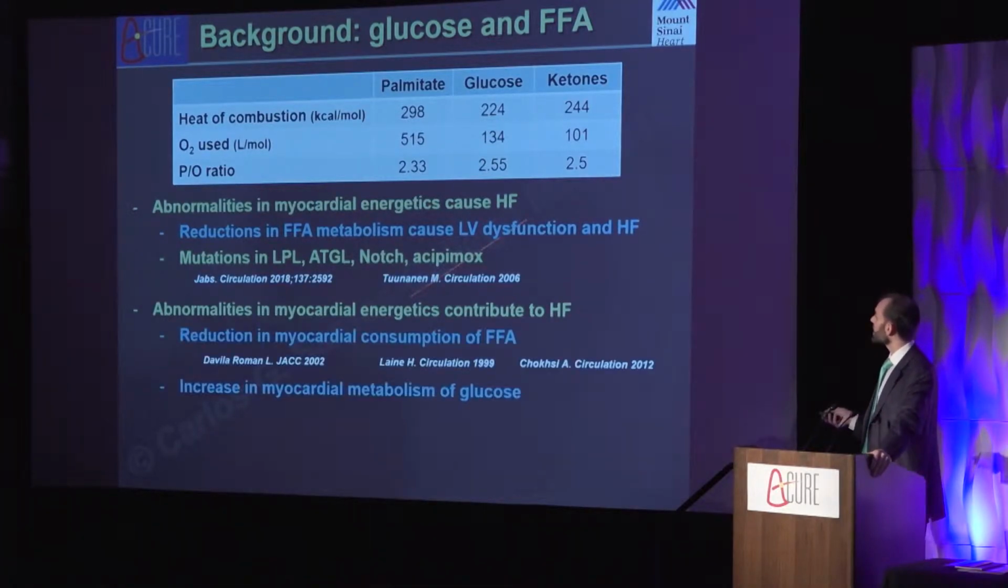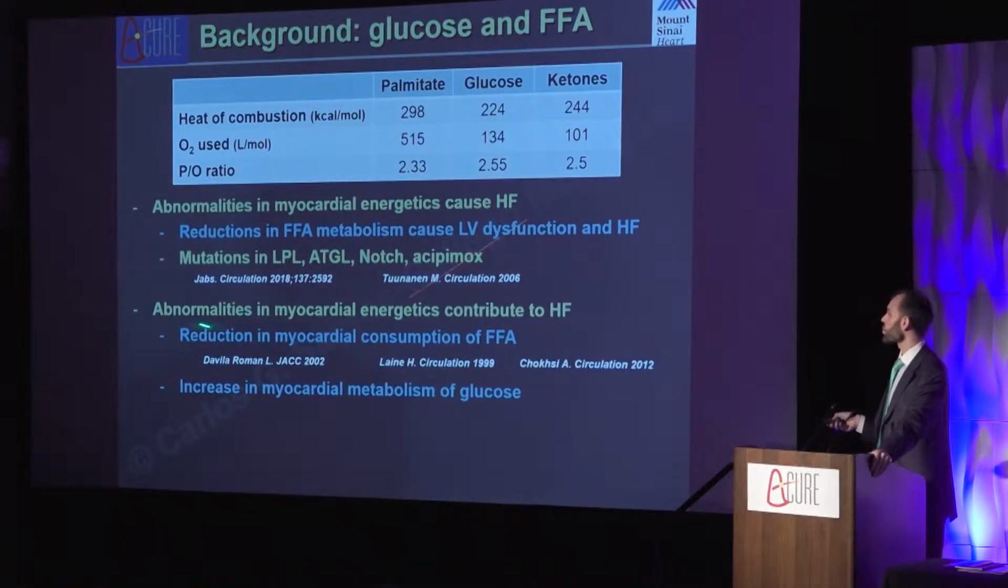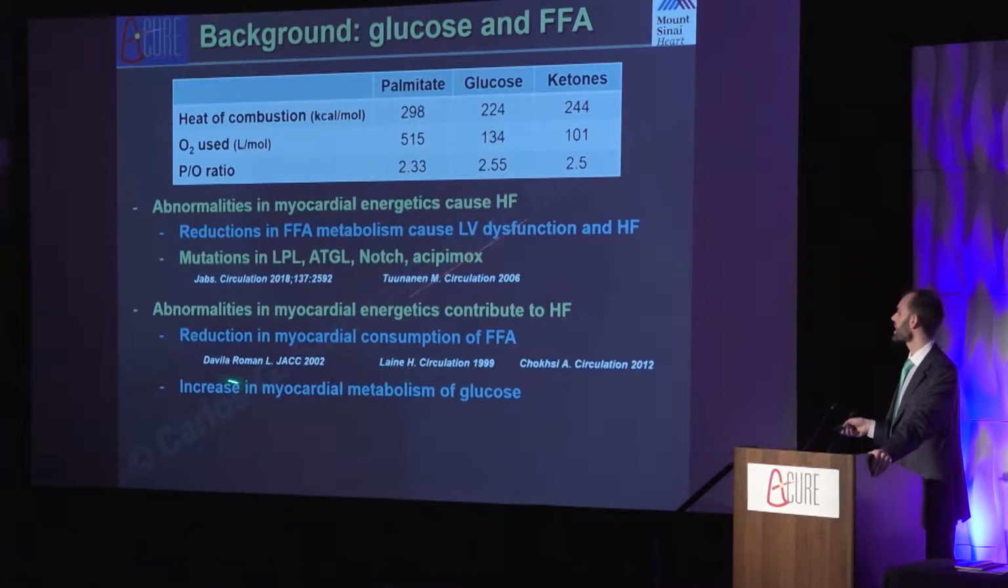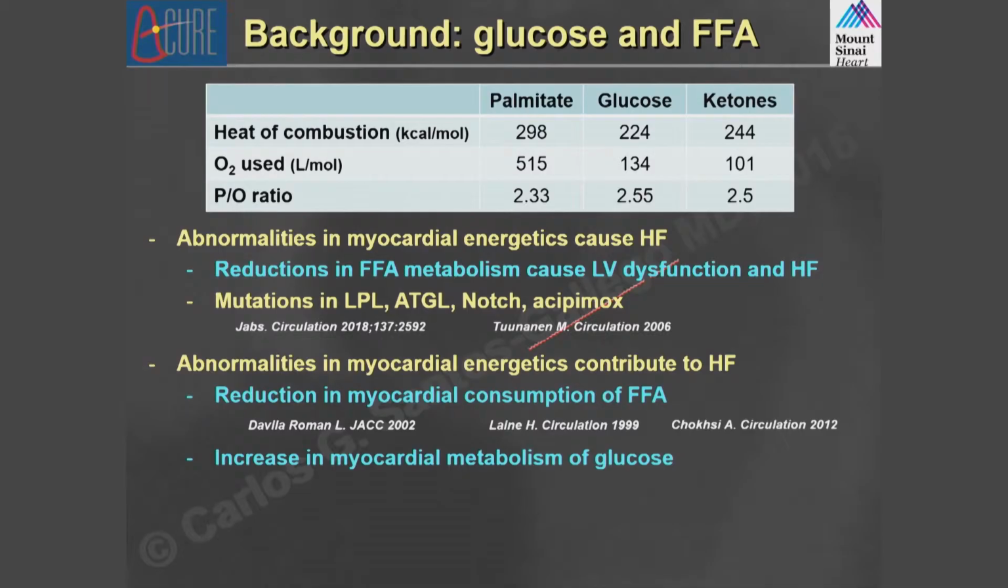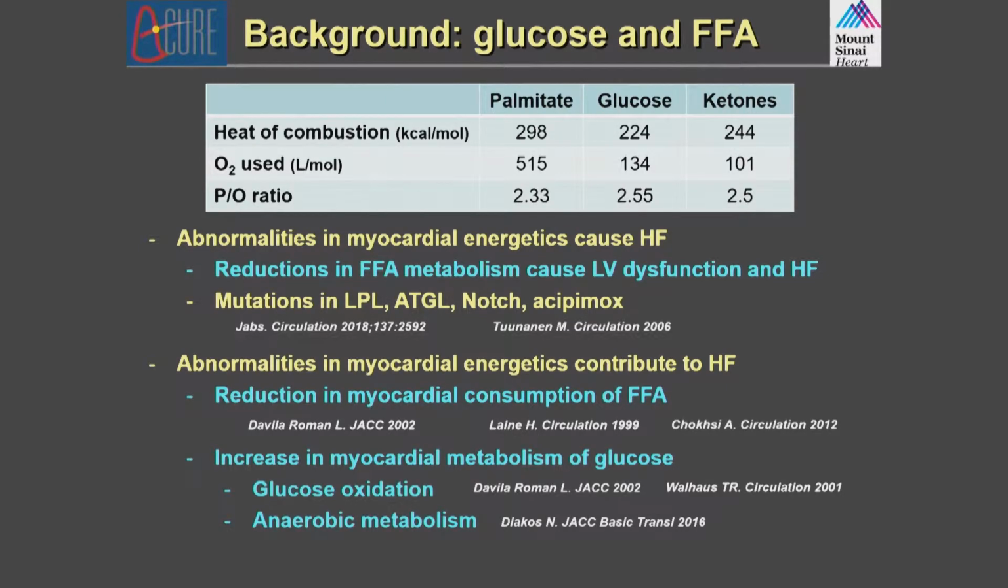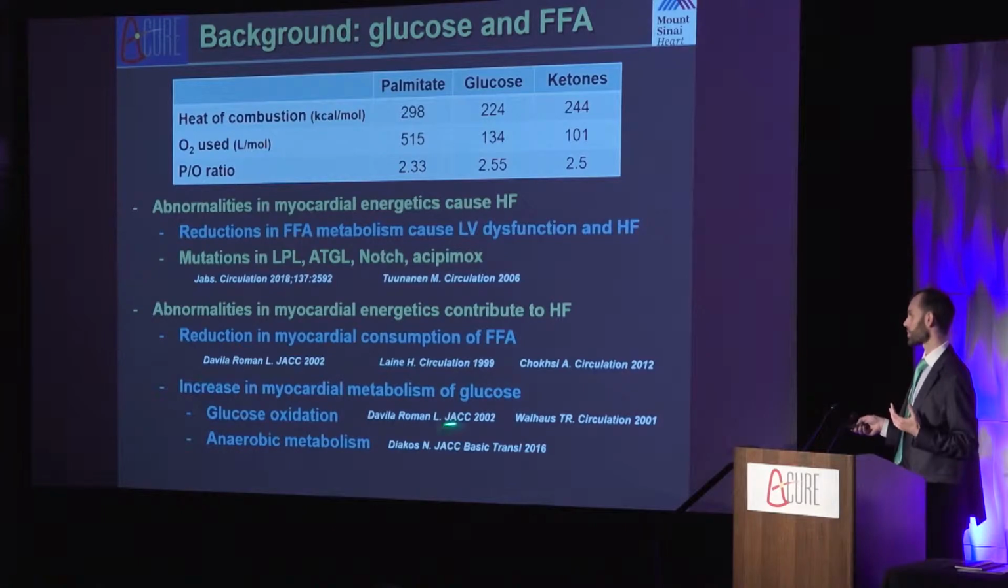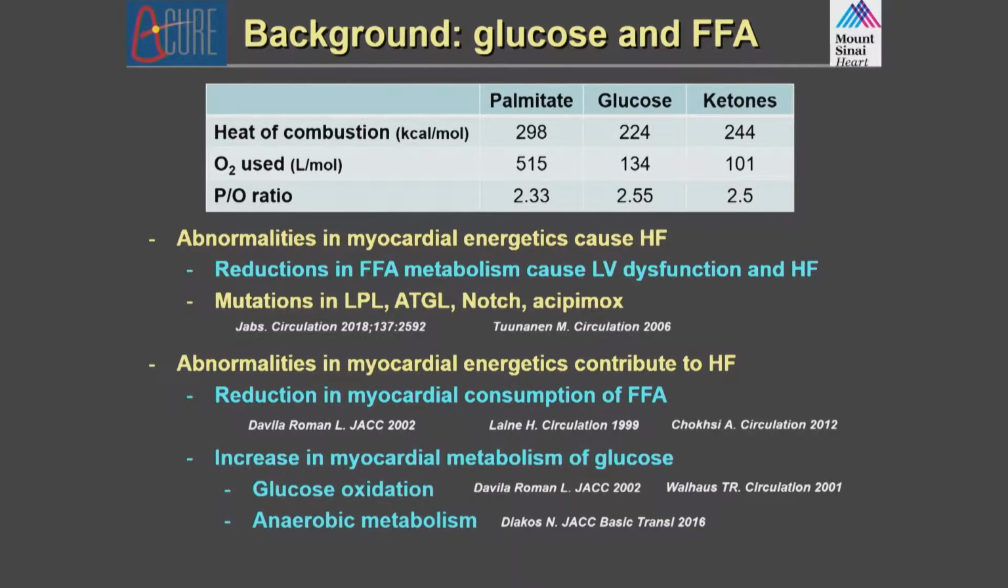That's why in chronic heart failure, there will be what we call metabolic remodeling, with a reduction in myocardial consumption of fatty acid and an increase in myocardial metabolism of glucose. This has been exhaustively demonstrated in animal models and also in humans. Classically, we had always considered that this increase of glucose metabolism was due to an increase of glucose oxidation, but lately we have also realized there's a mismatch between glycolysis and glucose oxidation, and that this excess of glucose consumption by the myocardium is metabolized through the anaerobic pathway, not so much through glucose oxidation.